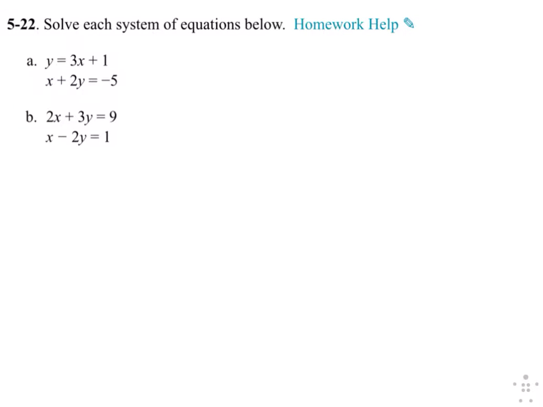Okay, for number 22, they want us to solve these systems of equations, so we'll start with A. A jumps out at me to use substitution, so we'll take the 3x plus 1 and substitute it into the second equation. So we get x plus 2 times y, which is 3x plus 1, equals negative 5.